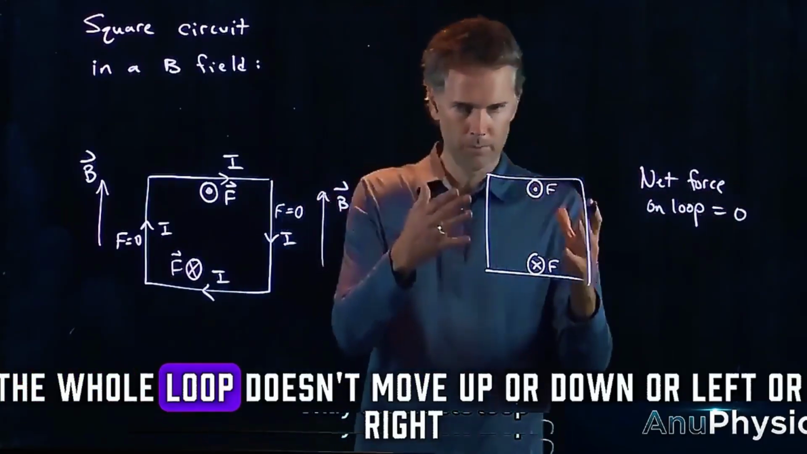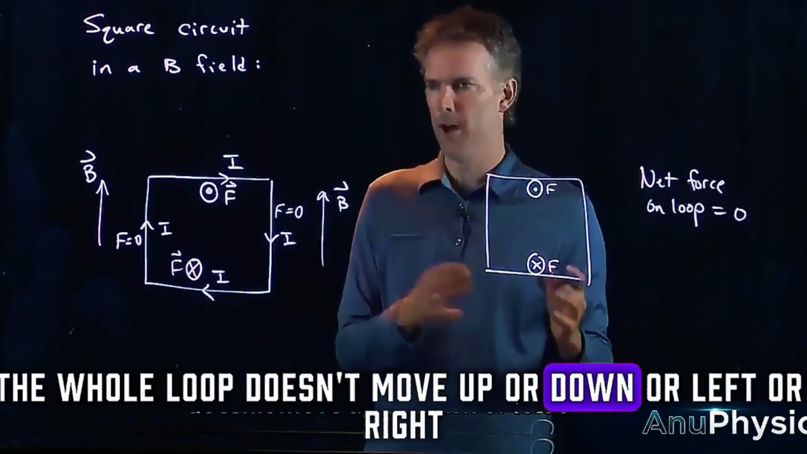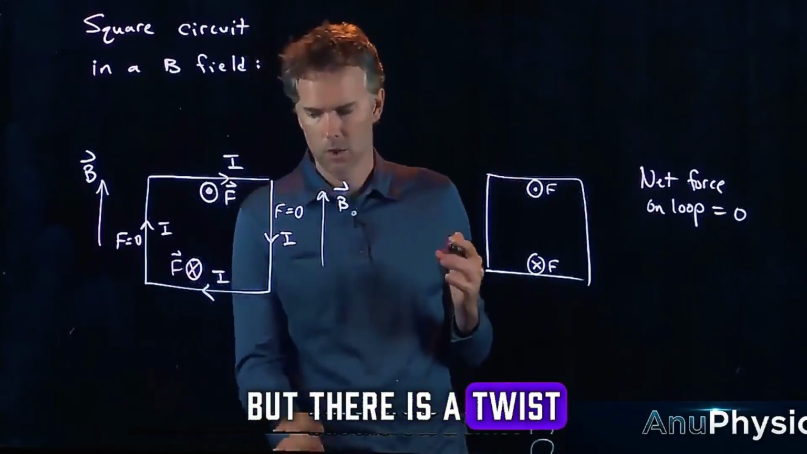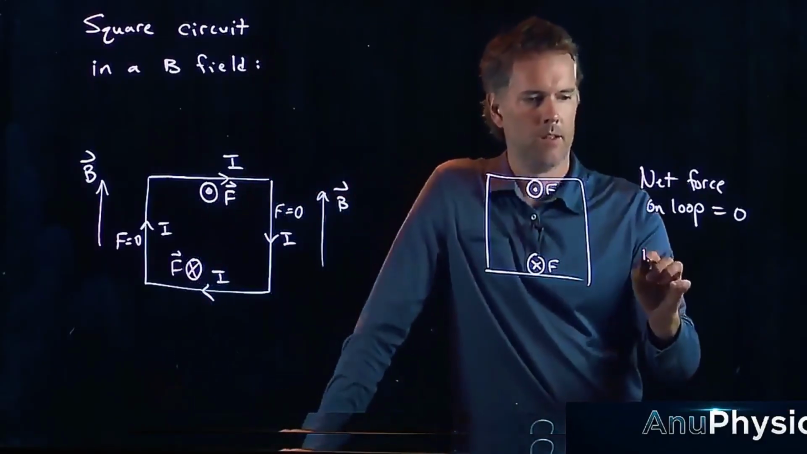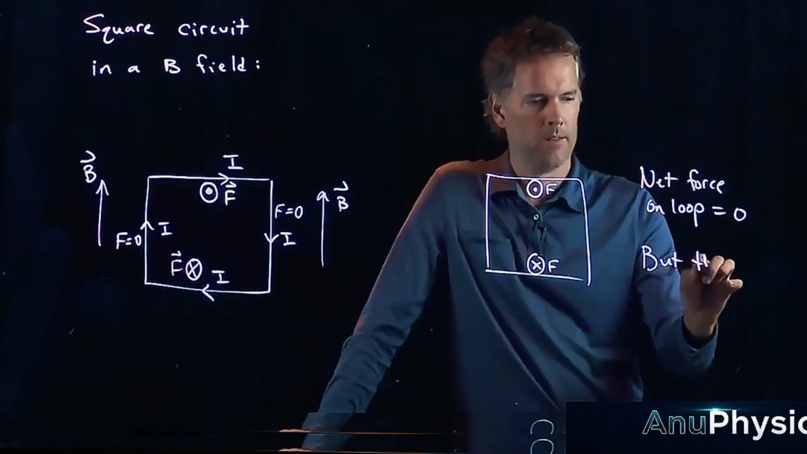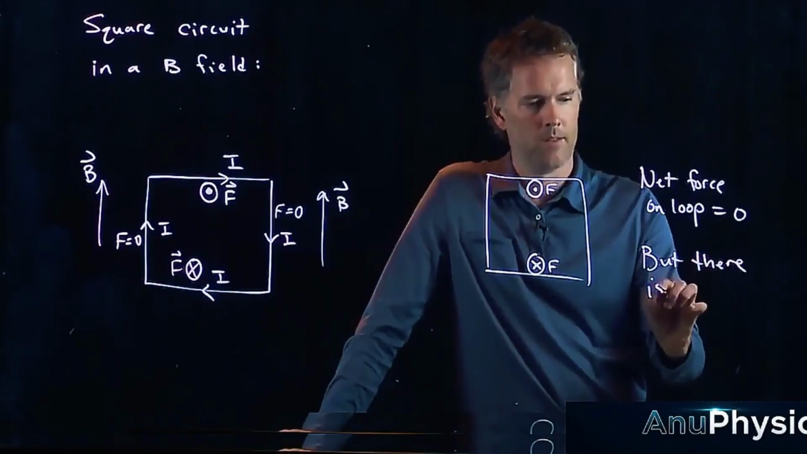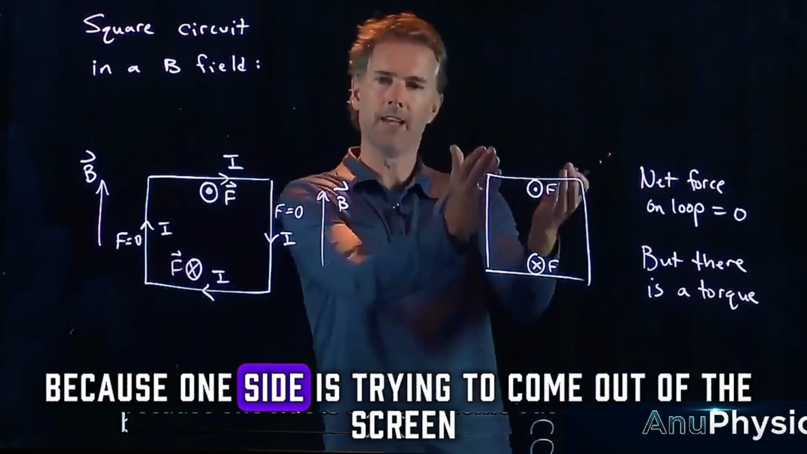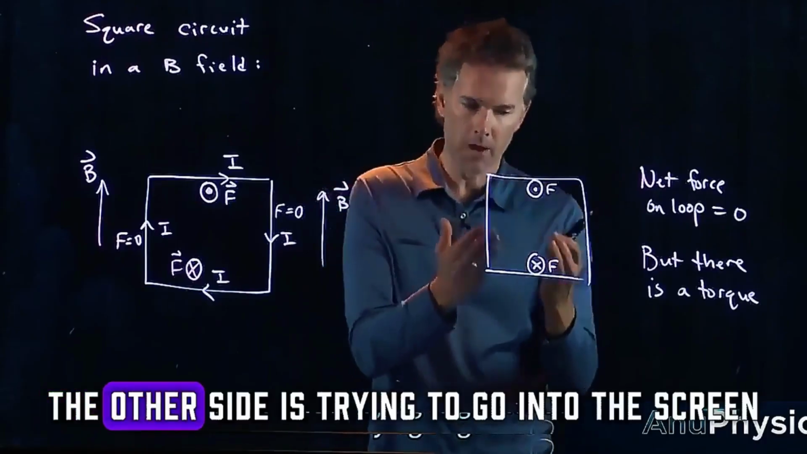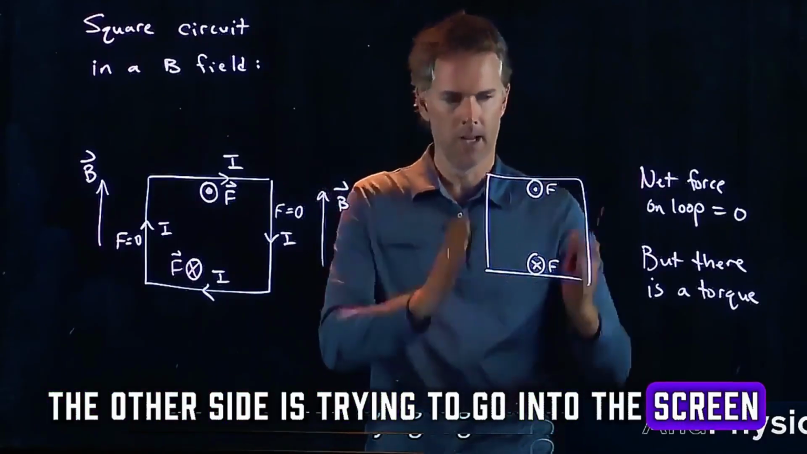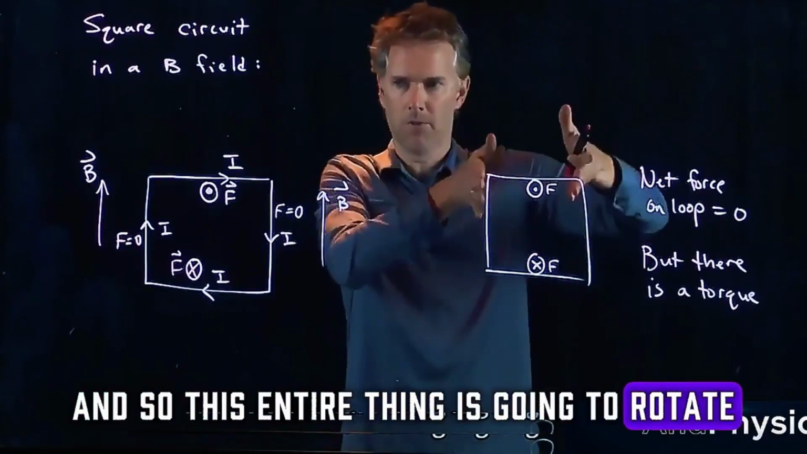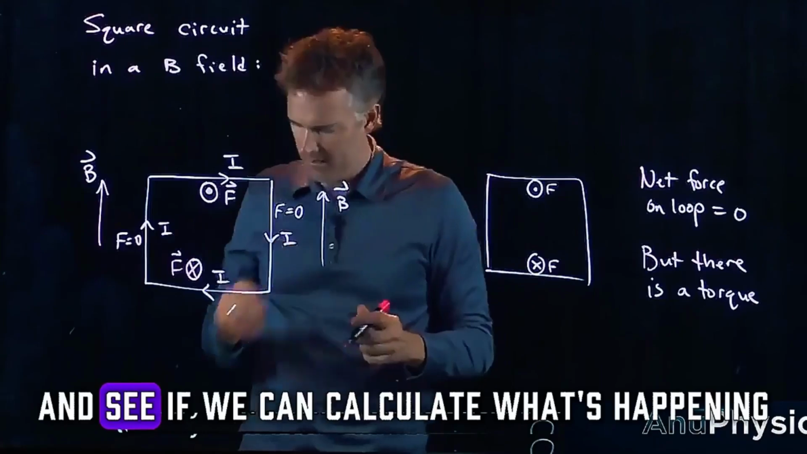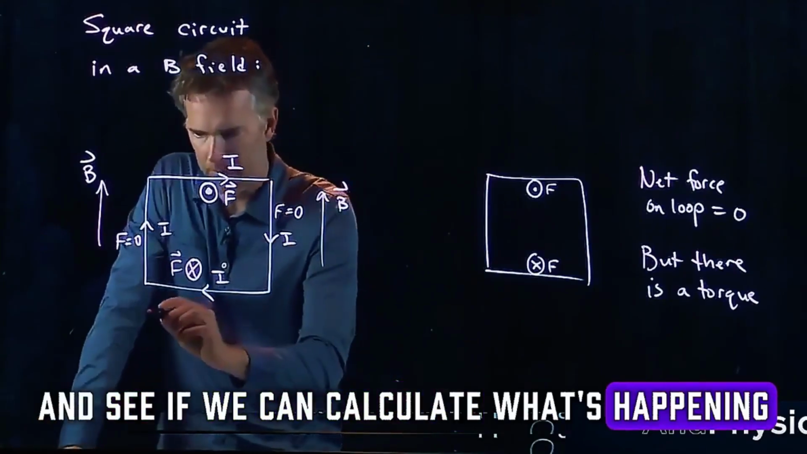Okay, the whole loop doesn't move up or down or left or right, but there is a twist. There is a torque, because one side is trying to come out of the screen, the other side is trying to go into the screen. And so this entire thing is going to rotate in this B field. Let's try it with some numbers here and see if we can calculate what's happening.